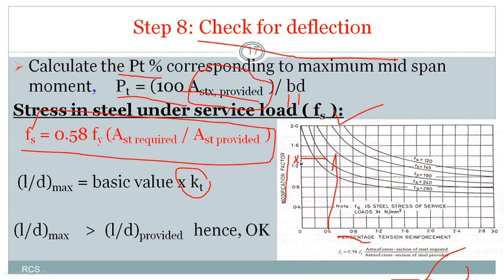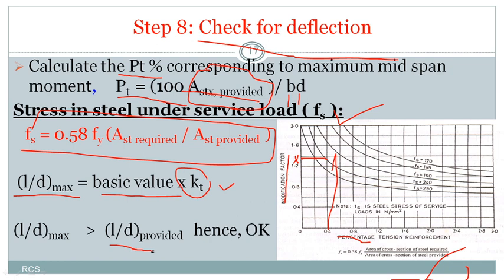kt is the modification factor. Say for 0.4%, if Fs equals 240, I am getting this value, intersecting the y axis here. Almost this value will be between 1.2, 1.4 and 1.6, somewhere around 1.35. So I can designate the kt value as 1.35, and that value will be multiplied with the basic value. You know, for a simply supported slab, the basic value as per IS 456 2000 is 20. But 20 into 1.35 will give me the maximum L by D ratio we can provide. But what is the L by D provided?